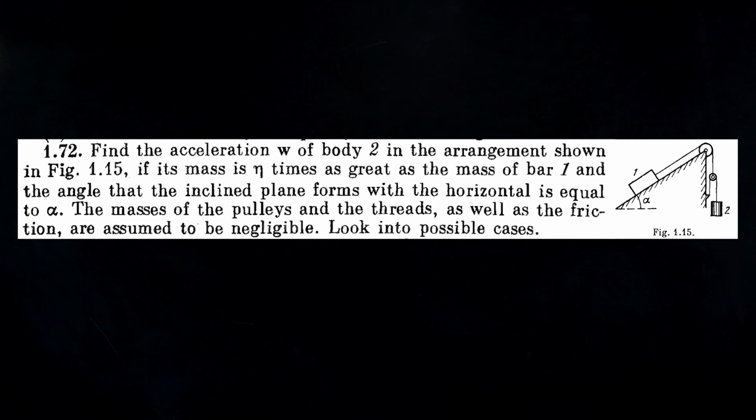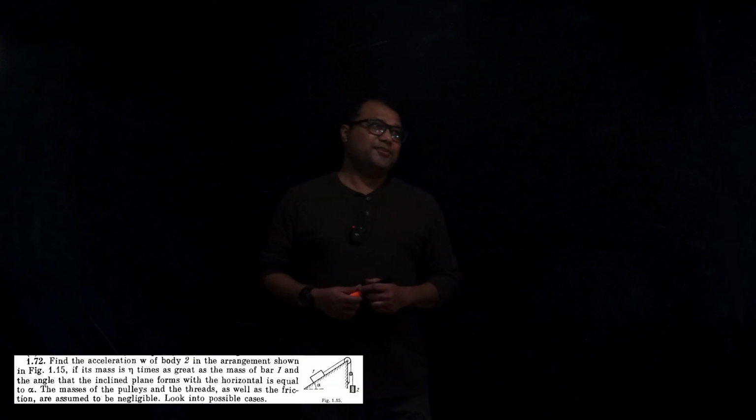Irodov question 1.72. Find the acceleration W of body 2 in the arrangement shown in the figure if its mass is eta times as great as the mass of bar 1 and the angle that the inclined plane forms with the horizontal is equal to alpha. The masses of the pulleys and the threads as well as the friction are assumed to be negligible. Look into possible cases. Okay, this is an interesting one.